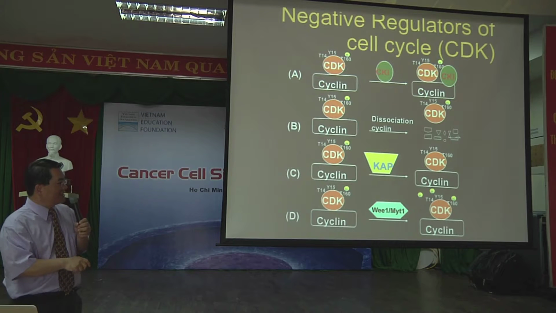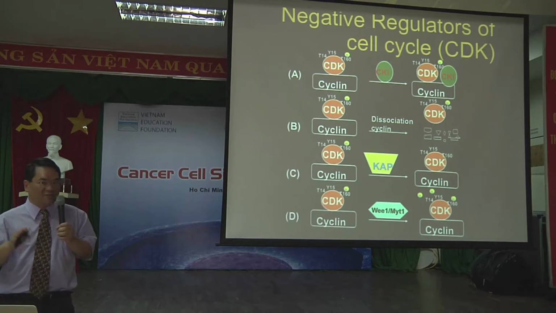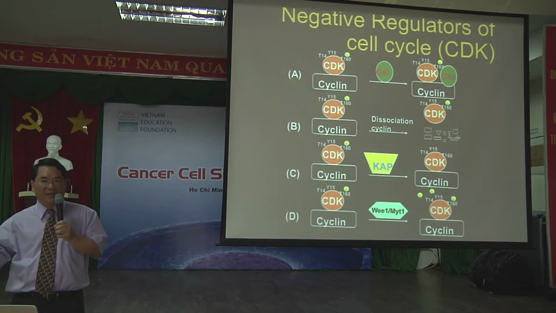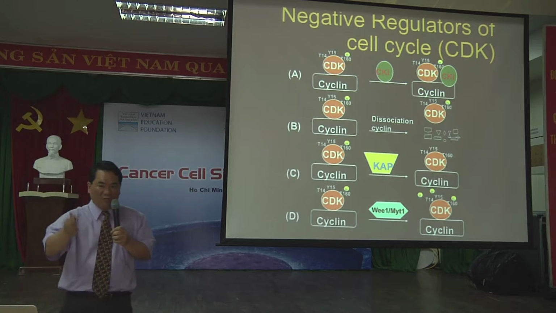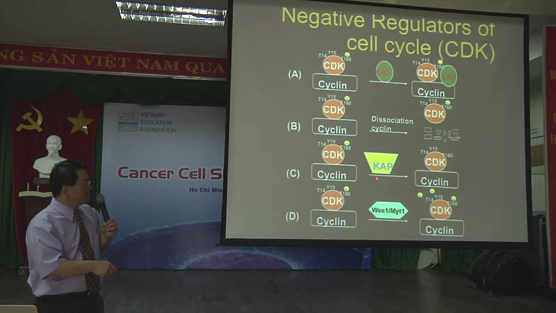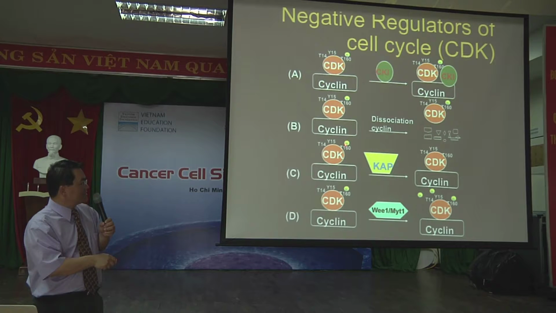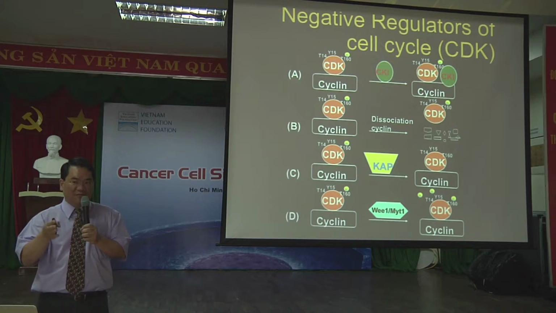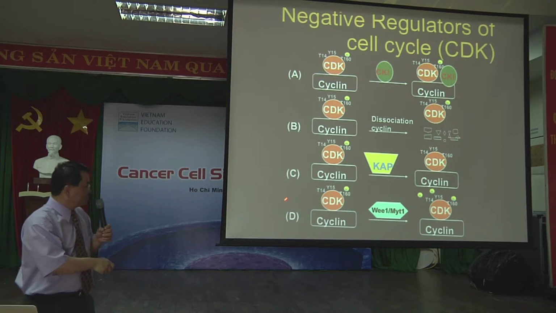Surrounding 160, all these potential phosphorylation sites are either phosphorylated or dephosphorylated and play an important role in regulating cyclin CDK activity. This phosphatase, particularly, is able to dephosphorylate these residues around 160, as you can see here. Once this original phosphorylation on this residue gets dephosphorylated, the cyclin CDK becomes inactivated.